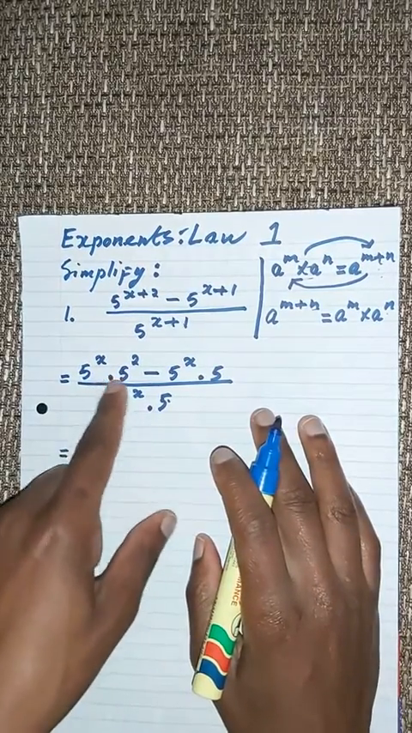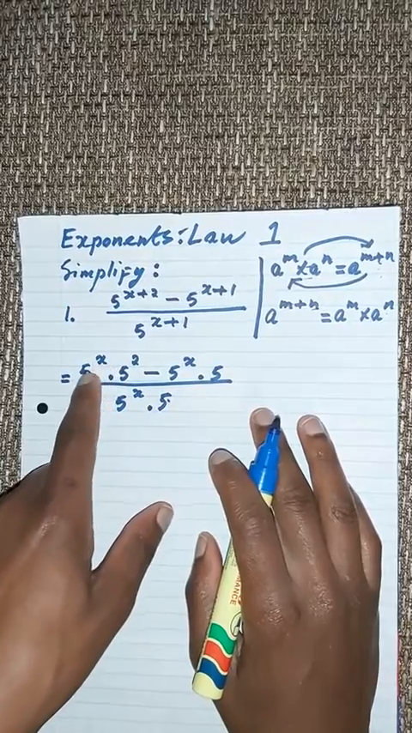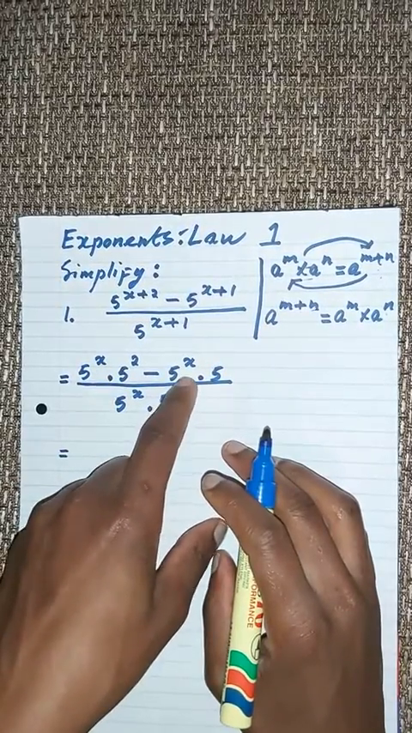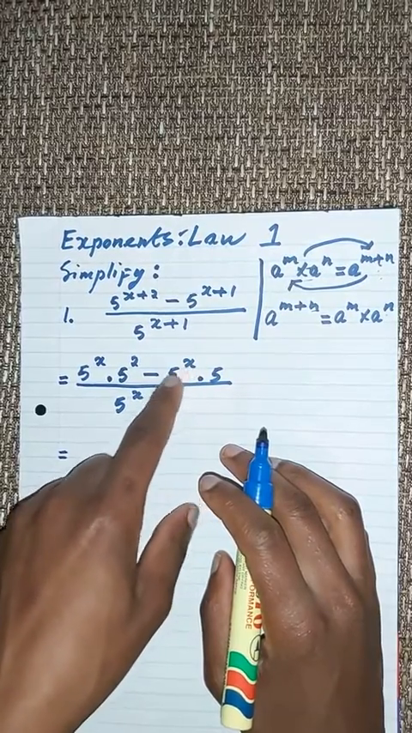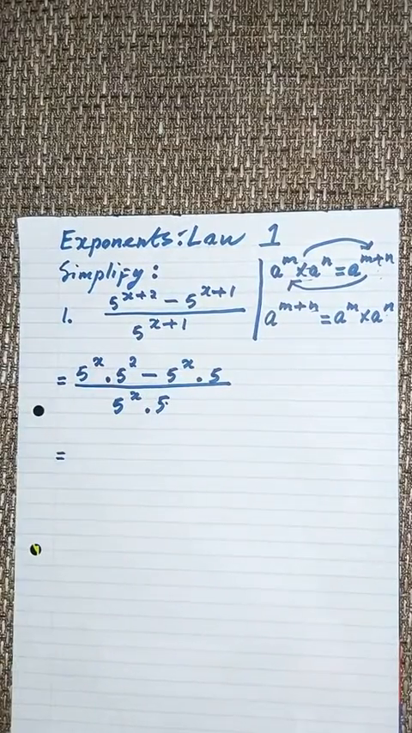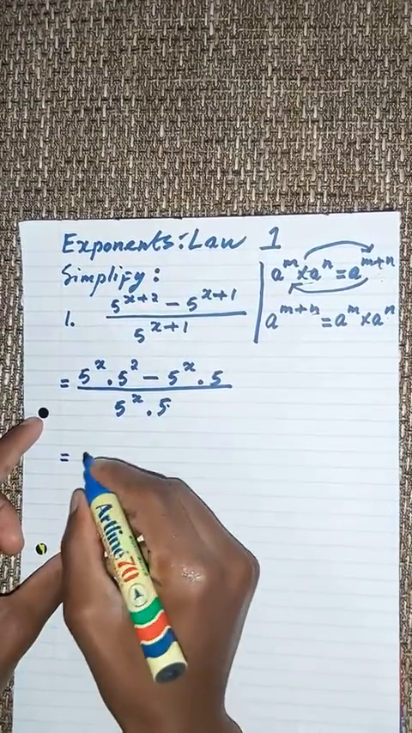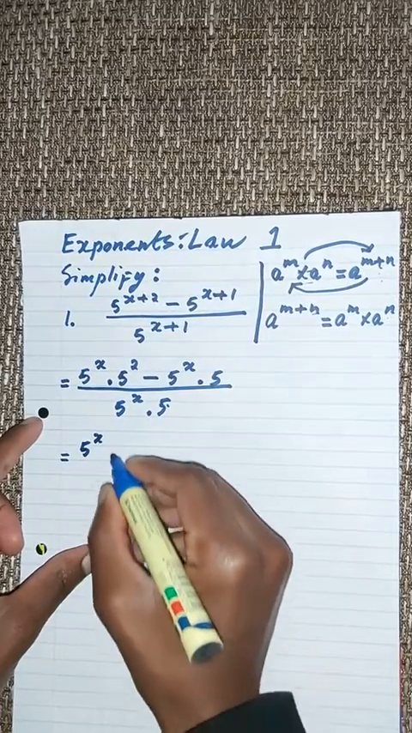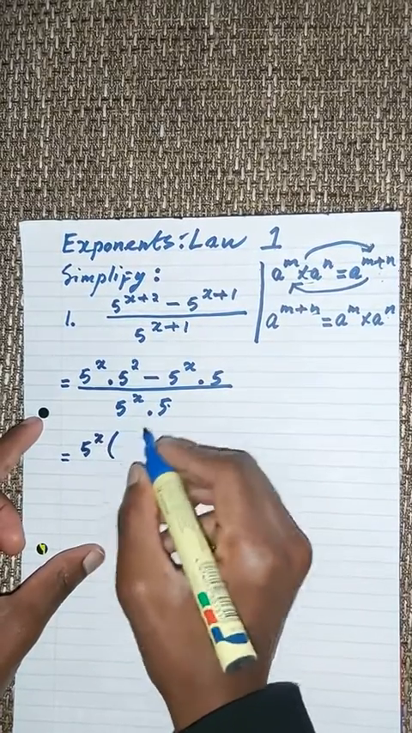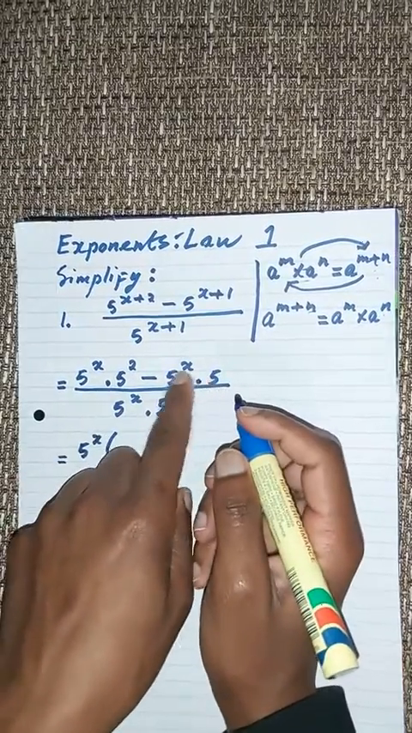So when I look at the first part of the problem, I see that I have 5 to the power of x. I see that I also have 5 to the power of x on this side, meaning that 5 to the power of x is my common factor. So I'm going to take it out, okay? I'm taking it away from here and here, all right?